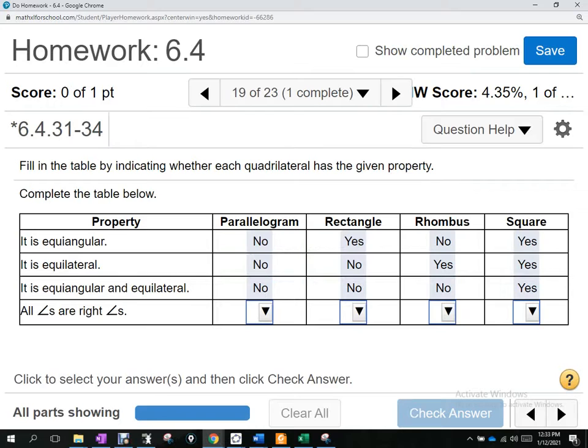All angles are right angles. Did we already answer this question? Yeah. Right there, right? Just a different way of saying it. So we said no there, yes, no, yes.